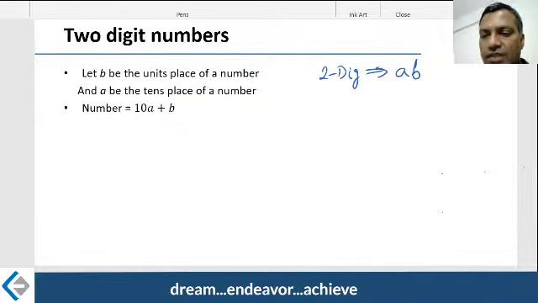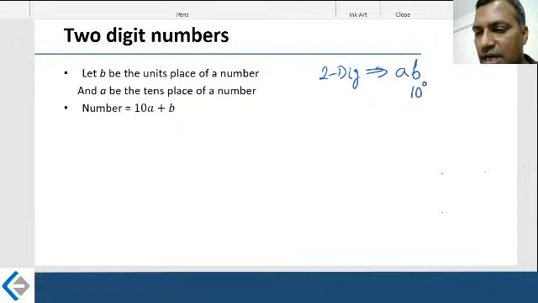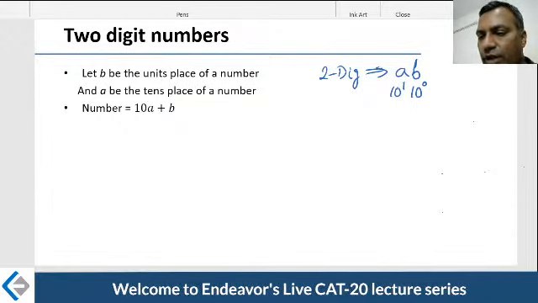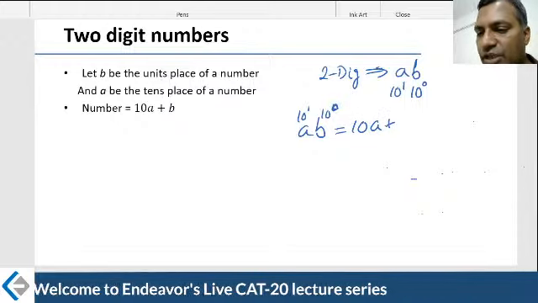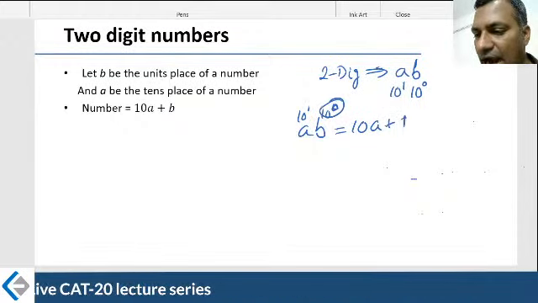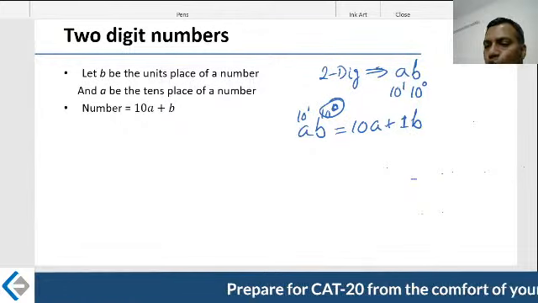I have the units digit and the tens digit. What do you mean by units digit? The place value is 10 power 0. What is the place value of this? 10 power 1. So what do you write? This is in the tens place and this is in the units place. You can write AB as 10 times A added to, now 10 power 0 is 1, therefore 1 time B, nothing but B itself. 10 times A added to 1 time B.